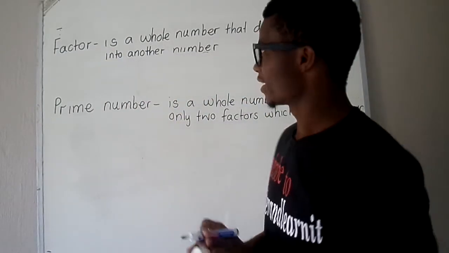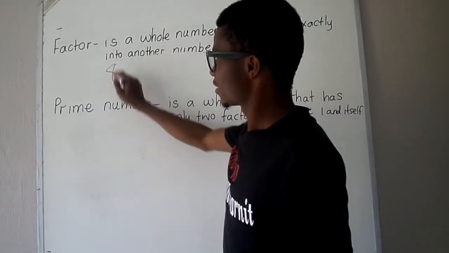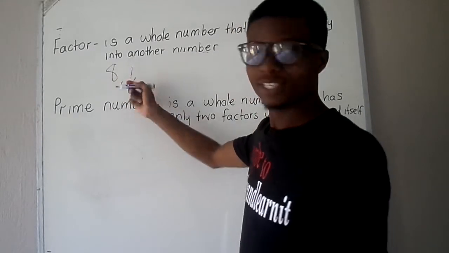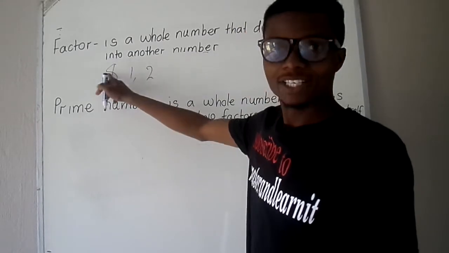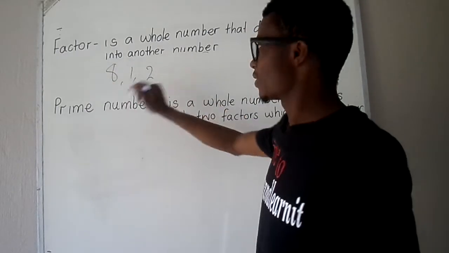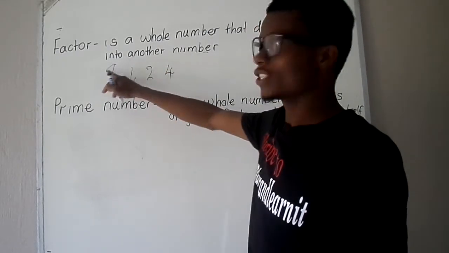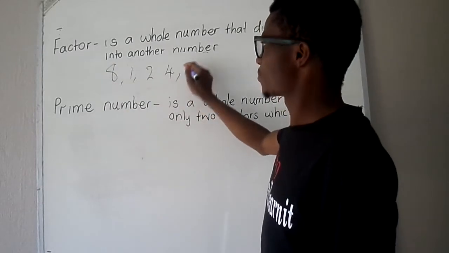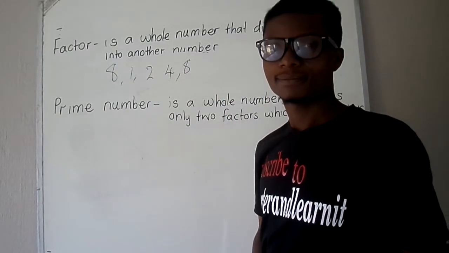For example, factors of 8 would be: 1 always is a factor. 2 can divide into 8 4 times. 3 cannot divide into 8, is not a factor. 4 can divide into 8, is a factor, as well as 8.